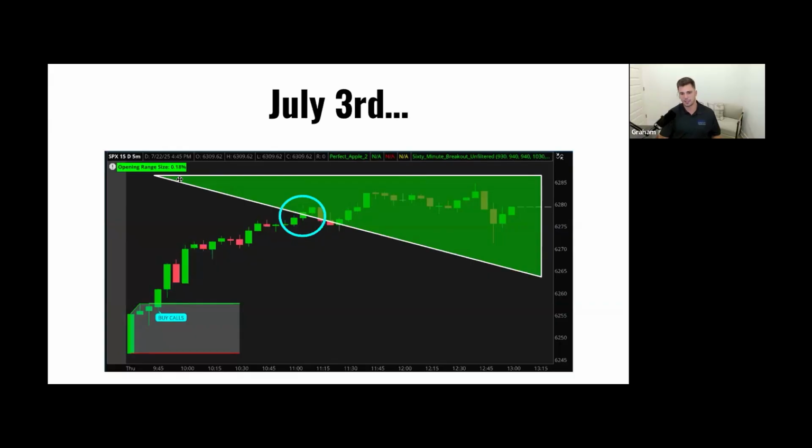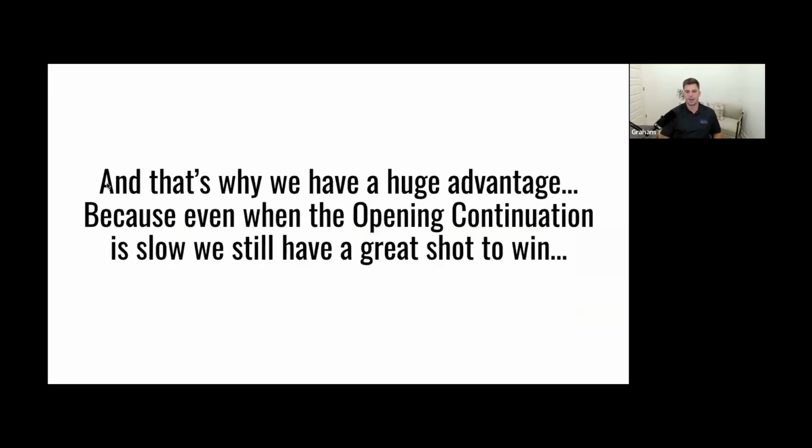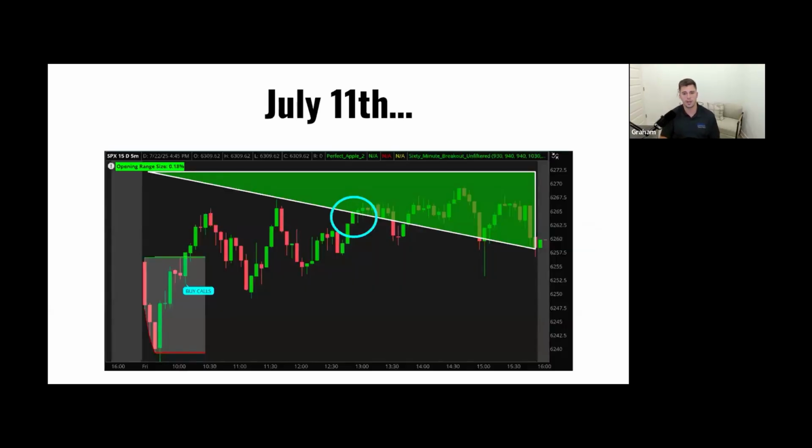But as time passes, the number we need to hit comes down, comes closer towards us. This is a good thing. The lower this is, the easier it is for us to hit. And eventually, right around 11:30, we crossed into that zone and bam, we were done. That's why we have a huge advantage, because even when the opening candle continuation is slower than normal, we still get a great shot to win.